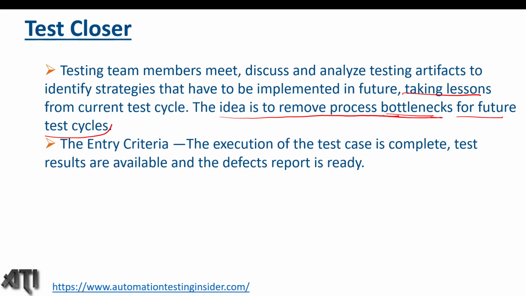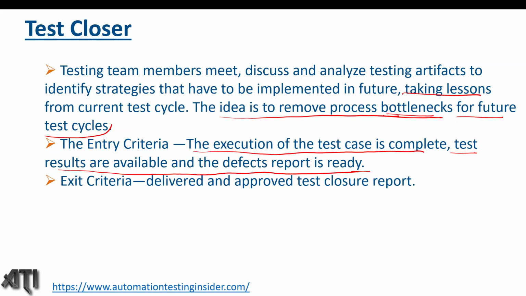What are the entry criteria and exit criteria for test closure activities? Let's talk about entry criteria first. The execution of the test cases is complete. We go for test closure activities once execution is done. The second thing is that test results are available and the defect report is ready. Execution should be completed, and we report all the defects to the developer and they are fixed by them. So the defect report is ready, and all the defects are fixed and closed by us. That is the entry criteria for test closure activities.